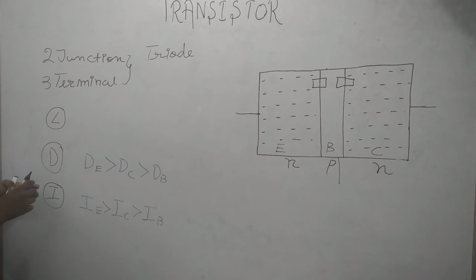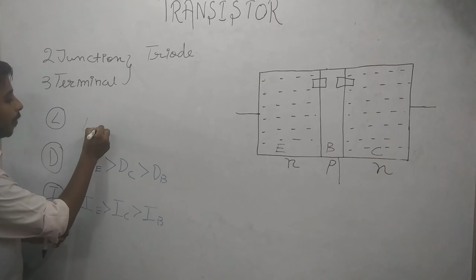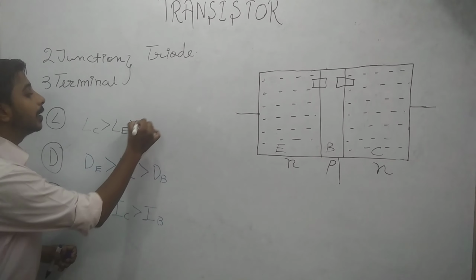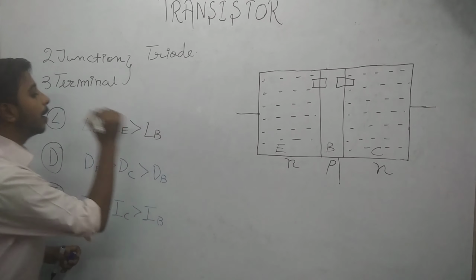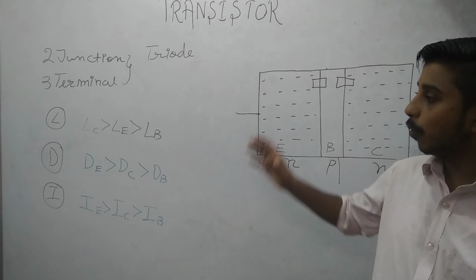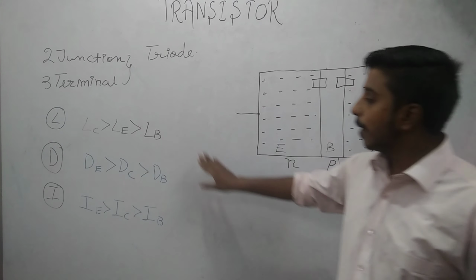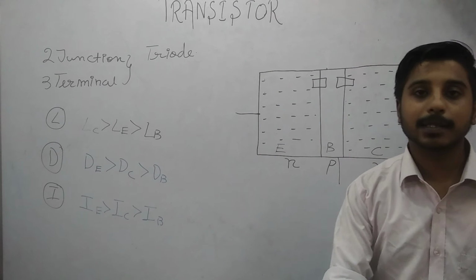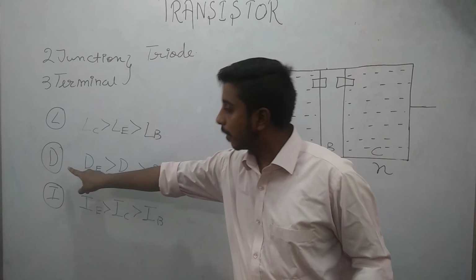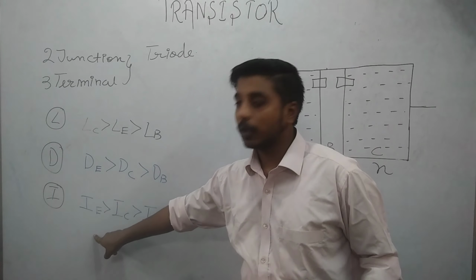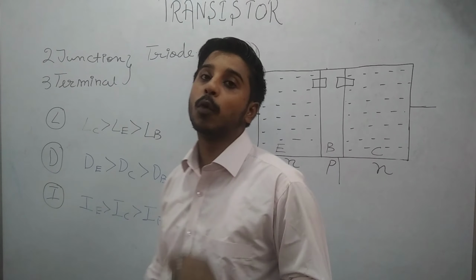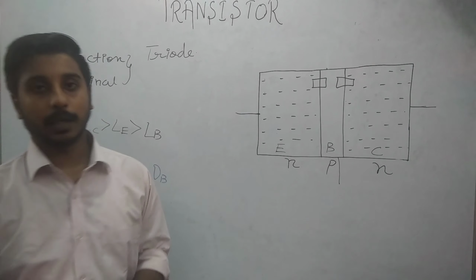In the length we can say that length of collector is greater than length of emitter, greater than length of base. So these three things you need to learn. Base has everything less, and the second thing is doping is greater in emitter, so current of emitter will always be greater and maximum, and length of collector is more than length of emitter.